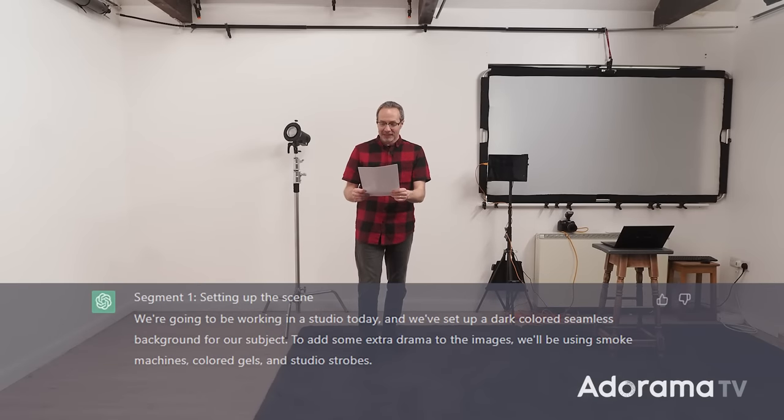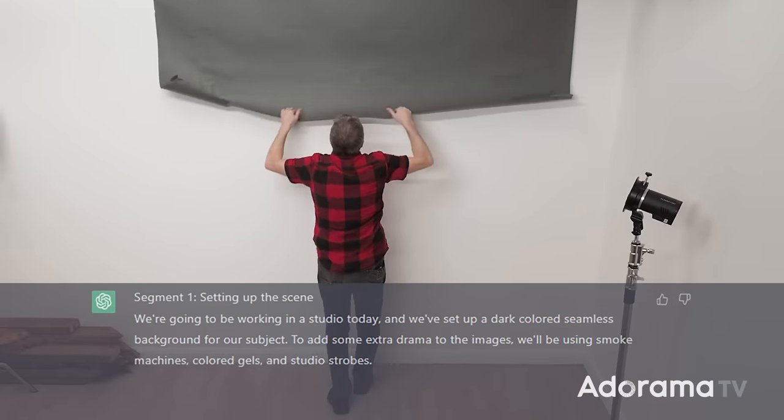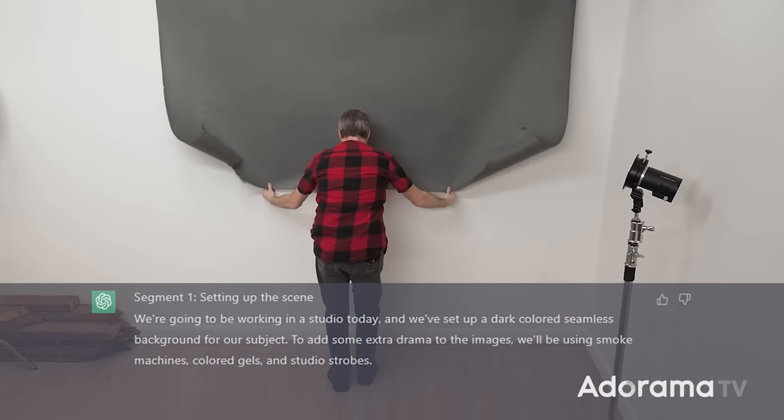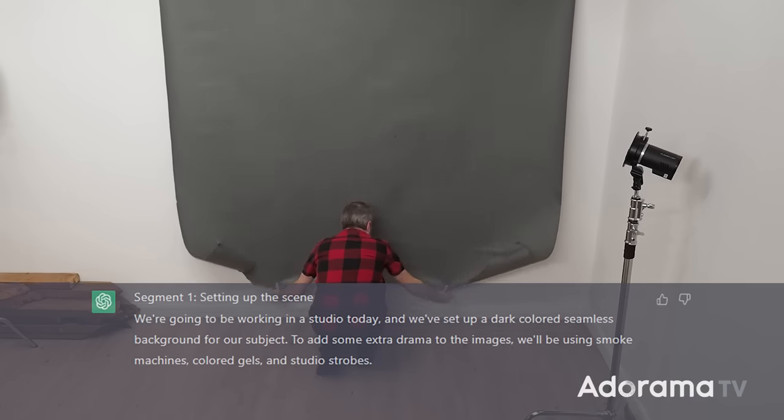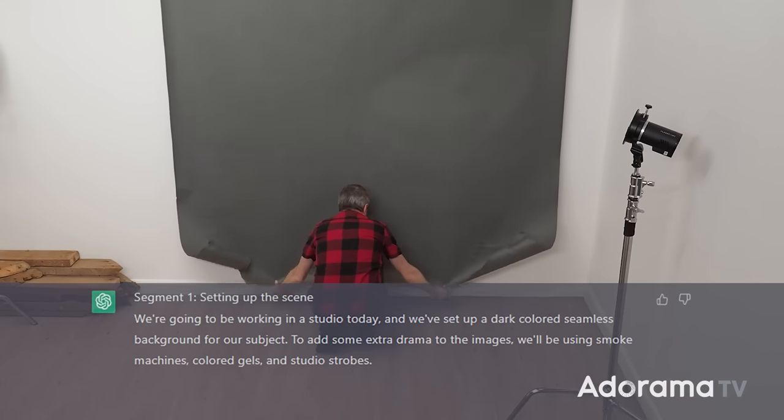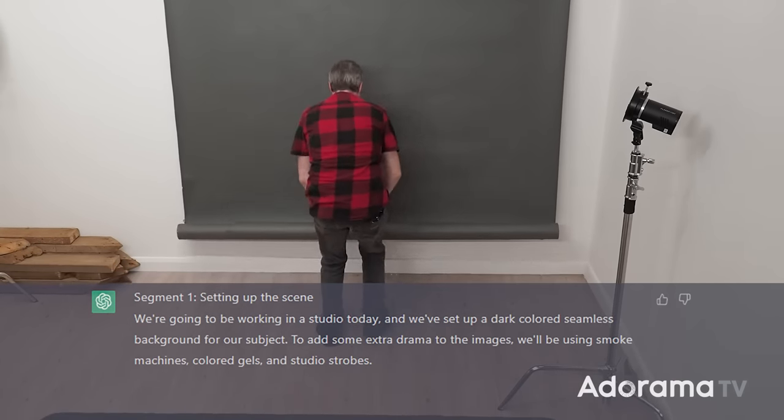Back to the script. We're going to be working in the studio today, and we've set up a dark coloured seamless background for our subject. To add some drama to the images, we'll be using smoke machines, coloured gels, and studio strobes.